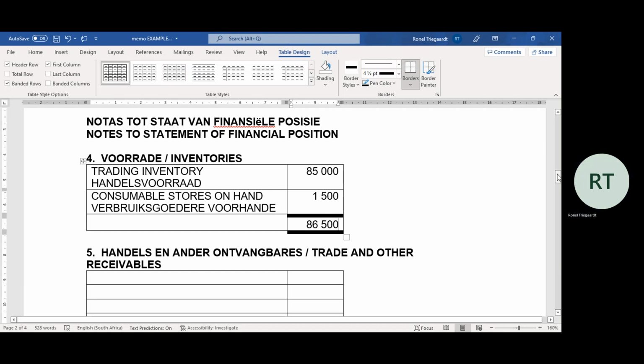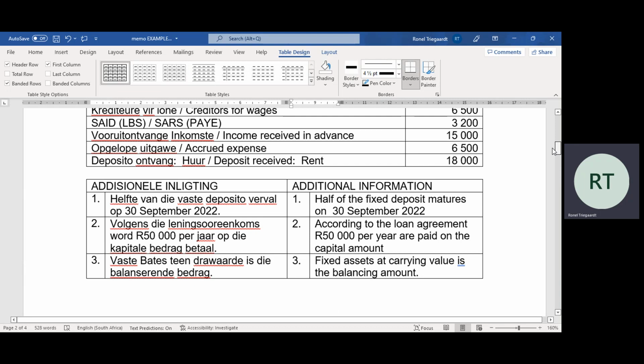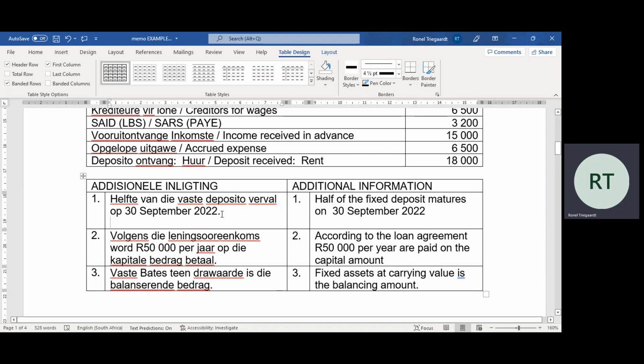Right. Then before we carry on, let's just read here. This and this and this is all additional information. Dis alles addisionele inligting. Half of the fixed deposit that matures on 30 September, die helfte van die vaste deposito wat verval. Remember I told you yesterday that fixed deposit is money that you invested somewhere for a long time. That is why it falls under non-current assets. Kan jy onthou ek het vir jou gister gesê, 'n vaste deposito is geld wat jy vir 'n lang tyd belê. Dis hoekom dit onder nie bedryfsbates val nie, want jy gaan nie die geld kan kry nie.